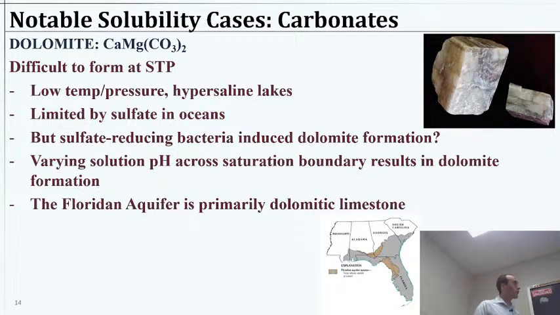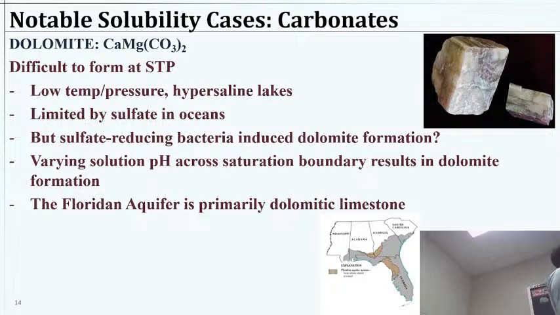So it was a little surprising when researchers found that sulfate-reducing bacteria actually induce the dolomite formation. There was a little confusion there until somebody did a smart experiment, realizing that if you change the pH across the saturation boundary for these minerals, you end up oscillating and forming this dolomite. Part of the issue is that it would be very easy to form calcite or the magnesium carbonate just by itself, as a solid. So trying to get them both together at the same time was interesting.